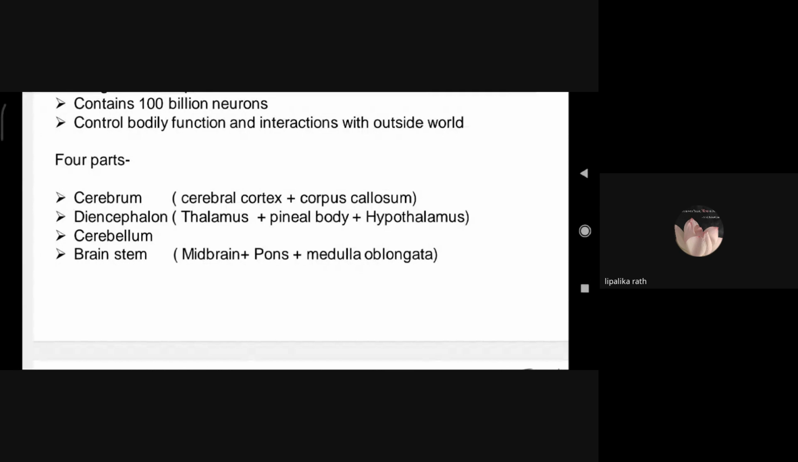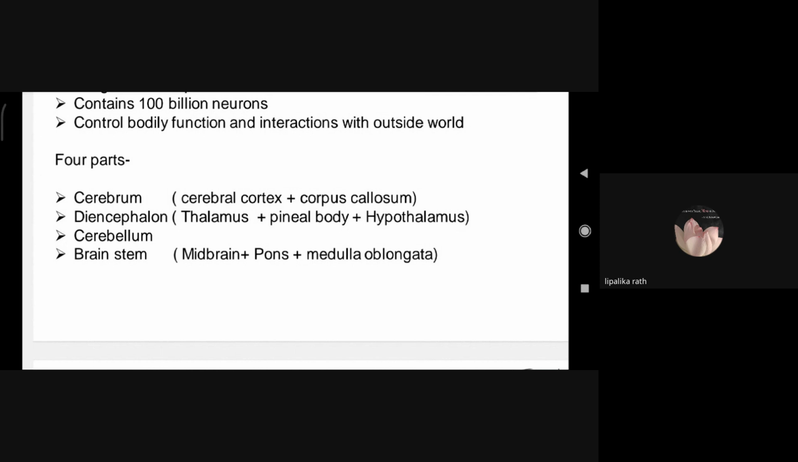And what is it made up of? It is made up of cerebral cortex and corpus callosum. Then the diencephalon. Diencephalon is made up of thalamus, pineal body and hypothalamus. Okay, so these things are part of the endocrine system. We have just learned the endocrine system: thalamus, pineal gland and hypothalamus.